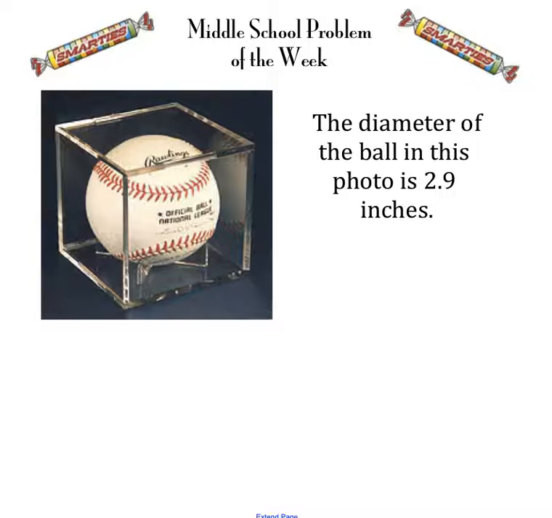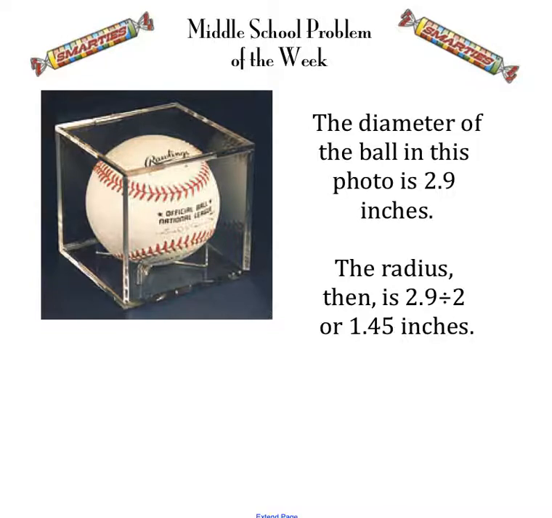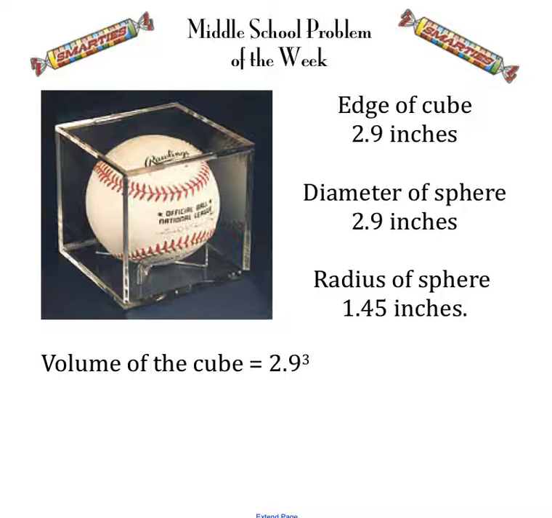The diameter is given as 2.9 inches. So we know something about diameters and radii. We divide by 2 to get that the radius is 1.45 inches. So most of you probably know the volume of the cube is the length times the width times the height. And they're all the same. They're all 2.9, so that's the same as 2.9 to the third power, as shown.